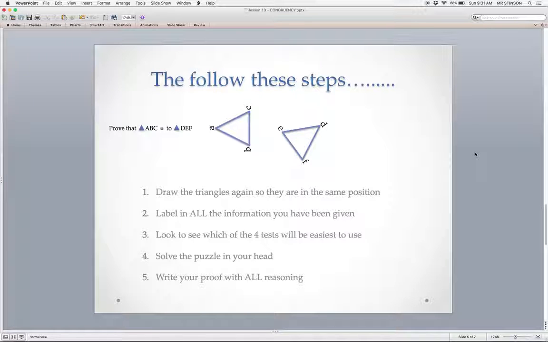Number 4. The best way to prove triangles are congruent is to try to solve the puzzle in your head first. Scan the 2 pieces of information and see what you are likely to be able to perform. Number 5. When you think that you actually understand and know how to prove that these 2 triangles are equal or congruent, write the proof with all reasoning next to it. Let's have a quick look at an example.